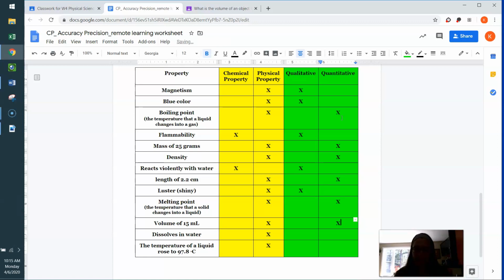Volume, there's a number right in there. It is quantitative. Now, whether or not something dissolves, that just shows you it does dissolve. You weren't measuring anything in there, so it's qualitative. And then the temperature, because it is a number value, is quantitative. And there you have it, the difference between physical and chemical properties, qualitative and quantitative observations. Correct your work, please.